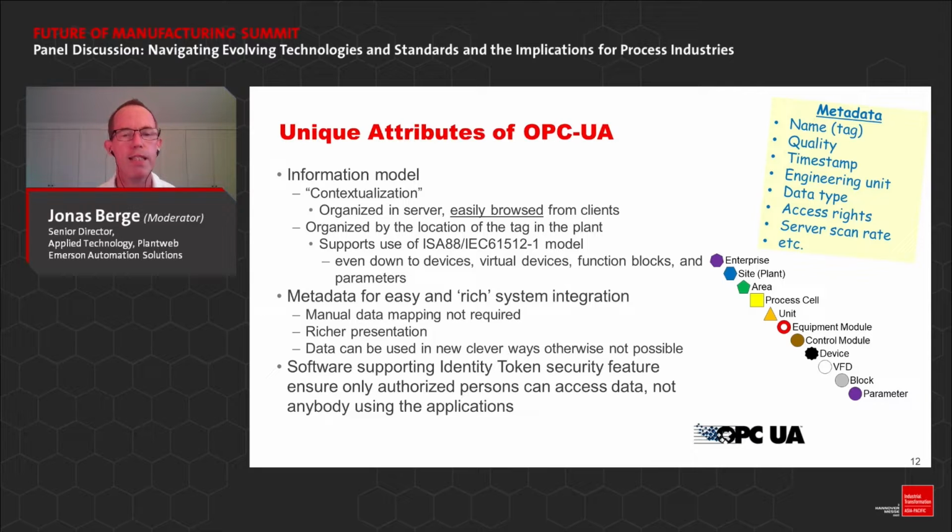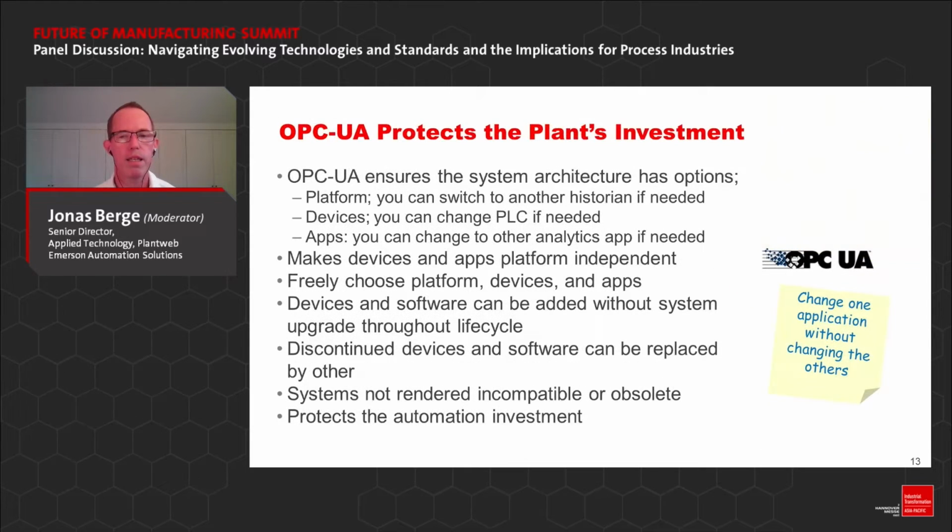A key enabler for this is the so-called information model, that organizes all of the data in all of these systems so that it's very easy to get to this data from the new analytics apps. And the beauty here is since there are so many systems and apps that already support OPC UA, you can very easily add and replace systems and add and replace apps to your system, without causing obsolescence.